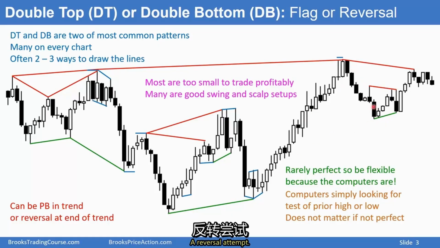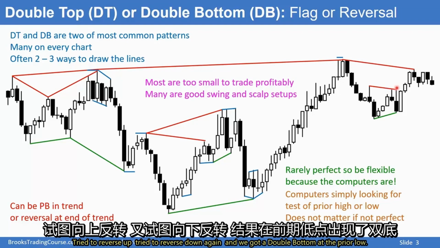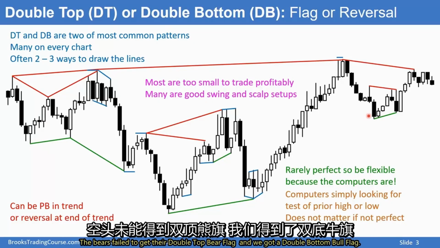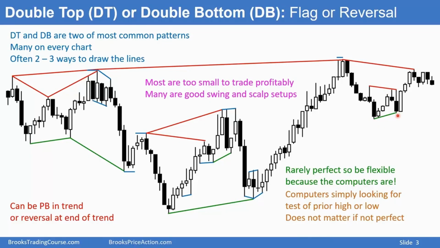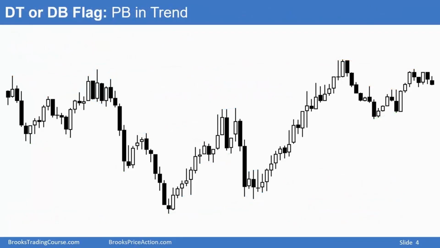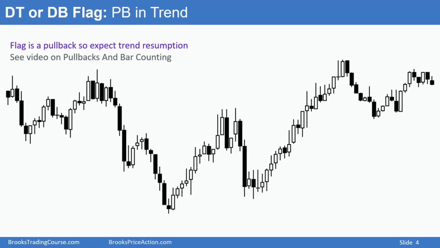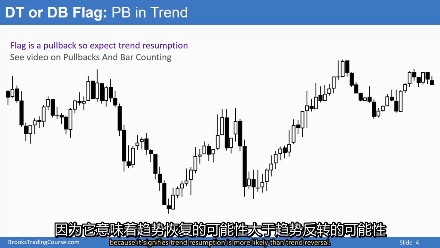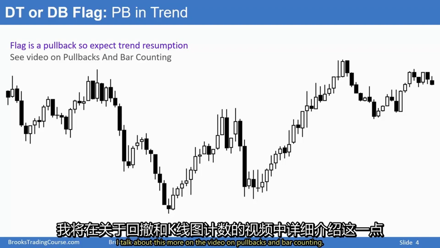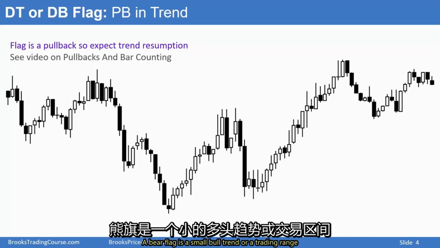Bull trend, a reversal attempt, tried to reverse up, tried to reverse down again, and we got a double bottom at the prior low. The bears failed to get their double top bear flag, and we got a double bottom bull flag. It's a small trading range. Trading ranges always have both a double top and a double bottom. When a pullback is small, I use the term flag because it signifies trend resumption is more likely than trend reversal. I talk about this more on the video on pullbacks and bar counting.